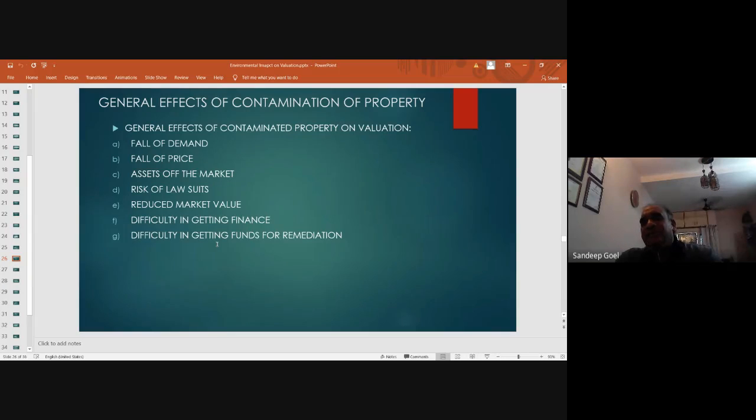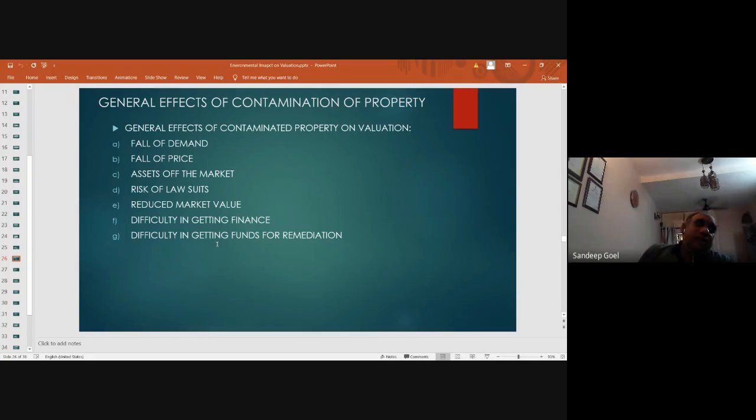Difficulty in getting finance. No finance company is going to put their money where they see that pollution is likely happening, and there is less demand for the property, falling price of the property, and difficulty in getting funds for remediation too. Clear? As far as our valuation is concerned, these are the important factors while arriving at a valuation of a particular property if it is contaminated through pollution.